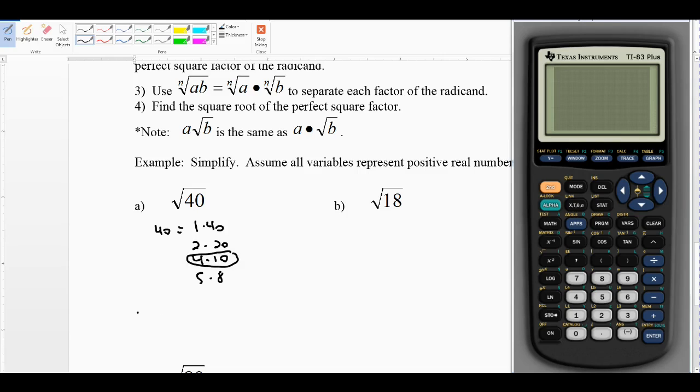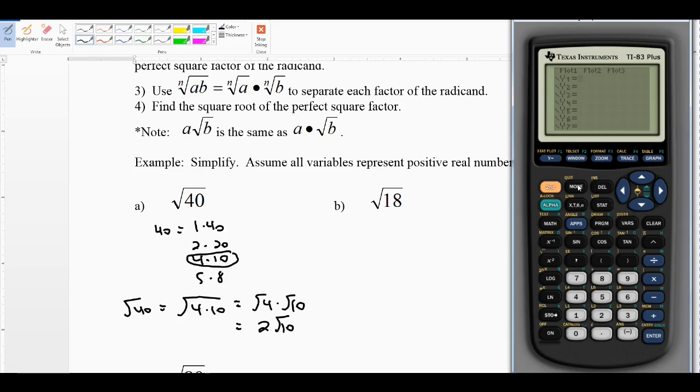The number 4 is. So the square root of 40 is the same as the square root of 4 times 10, which is the same as the square root of 4 times the square root of 10, which is the same as: the square root of 4 is 2, and the square root of 10 remains underneath as it is. So the square root of 40 simplifies as 2 square root of 10. Now watch this on a calculator.